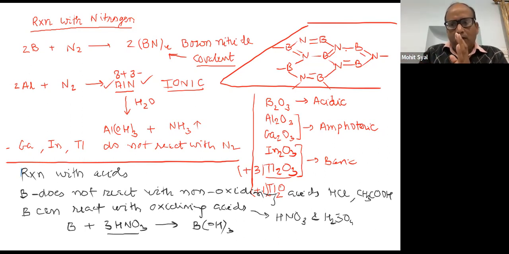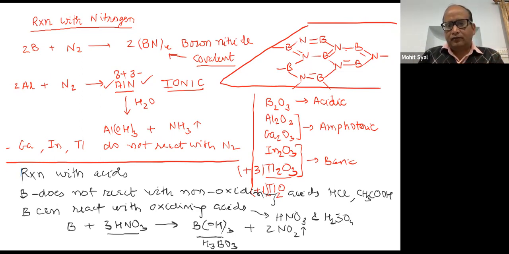Those OH groups attach to boron, and it forms B(OH)3. And what is left behind from the acid? NO2, which is a reddish brown gas. So boron gets oxidized because oxygen is added to it, and it forms boric acid, also written as H3BO3. Upon reacting with oxidizing acids, boron forms its own acid and it reduces another acid, HNO3. So it itself forms H3BO3. Is it clear, Fatima? Yes, sir.